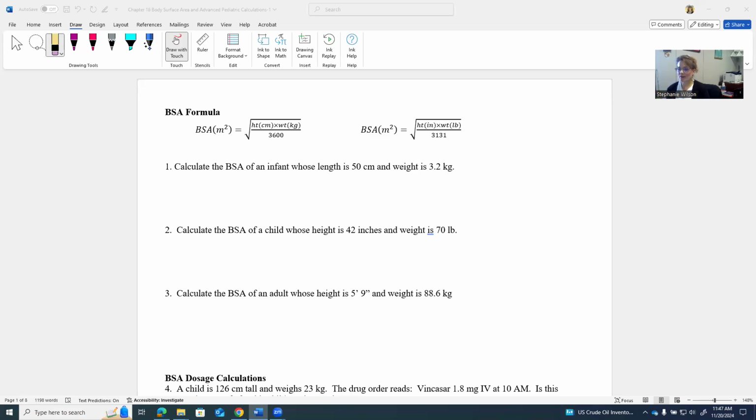Hello. So let's talk about body surface area. And make sure you have your calculator, your simple four calculator, right? It just has multiply, divide, add and subtract, and square root. That's it. All right. So let's do this.